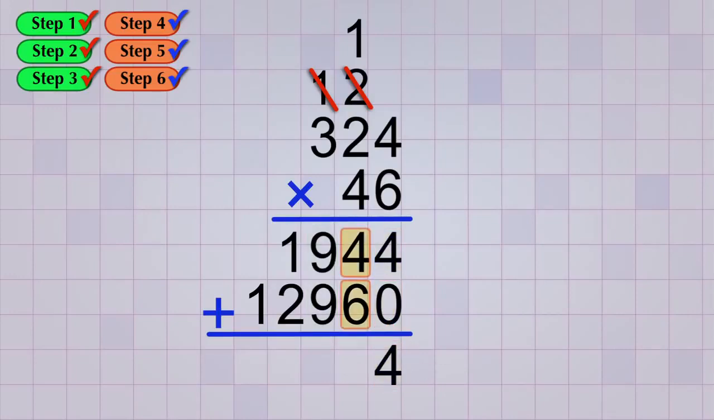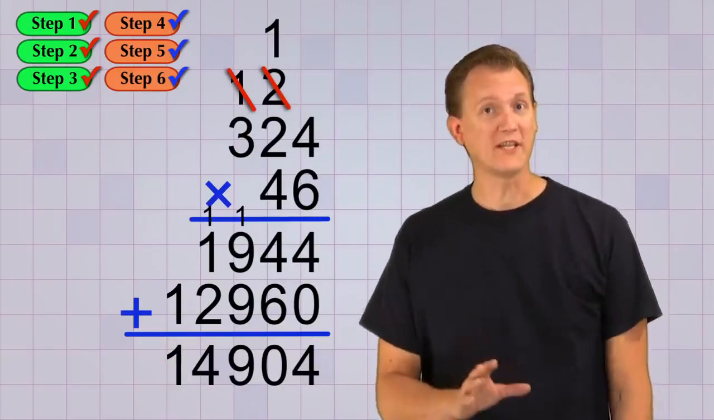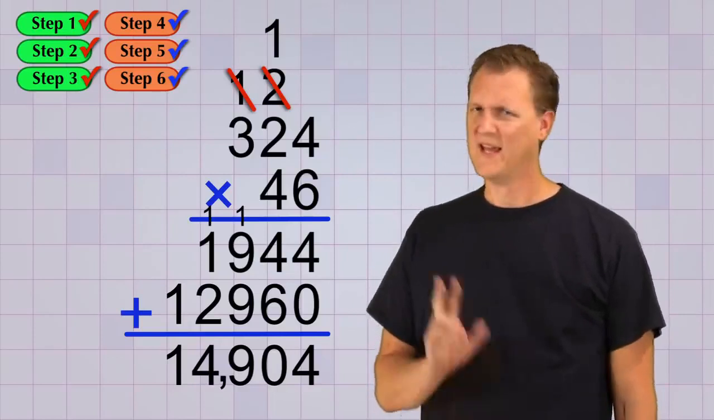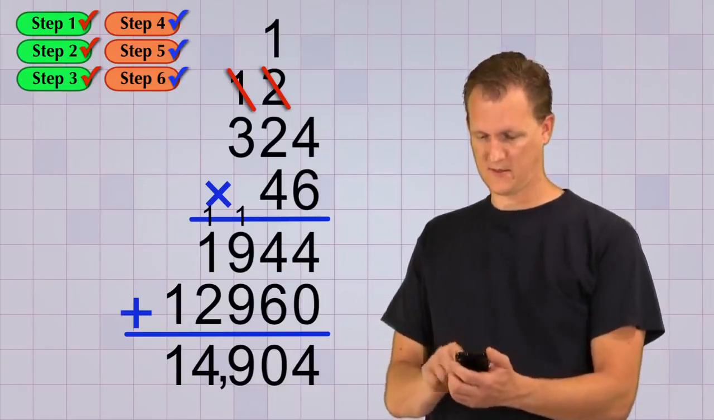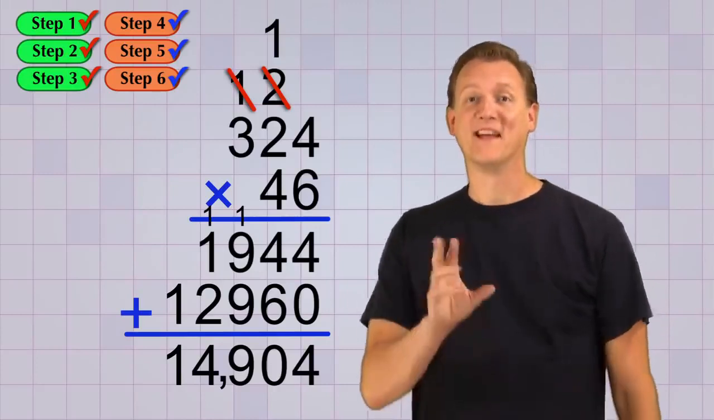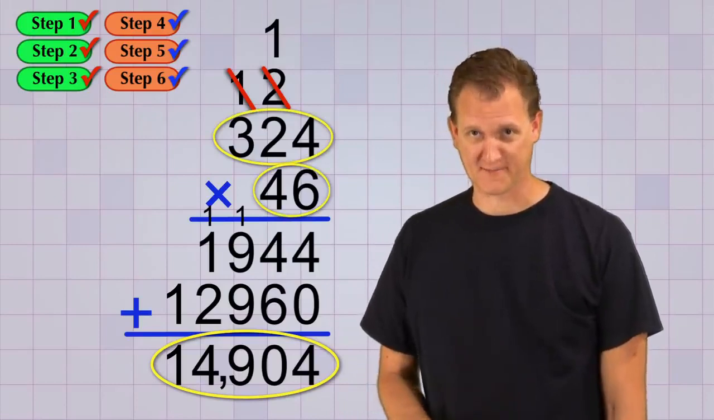4 plus 6 equals 10, so we carry the 1. 1 plus 9 equals 10, so we carry the 1 again. 1 plus 2 plus 1 equals 4, and then our last answer digit is just 1. There, our final answer is a pretty big number, 14,904. Let's double check with a calculator to make sure we got it right. Let's see. Yep, that's exactly what you get when you multiply 324 by 46.